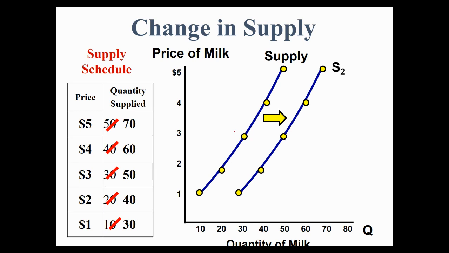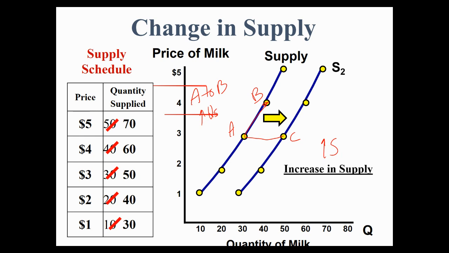Remember, going from, let's say, point A to point B, all right, going from A to B is an increase in quantity supplied. But going from A to, let's say, C, that's an increase in supply because there was no price change. Okay, so we should make sure that we understand. I don't know why these extra lines were drawn. So this is an increase in supply. Okay, the price didn't change, but there is more milk being produced.